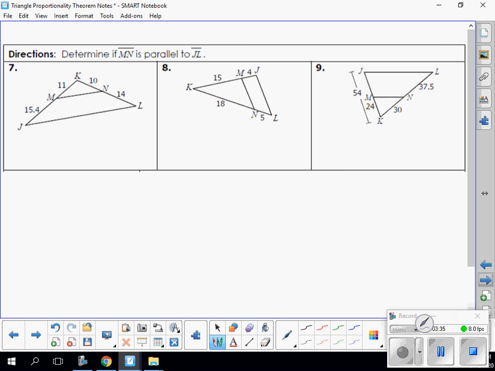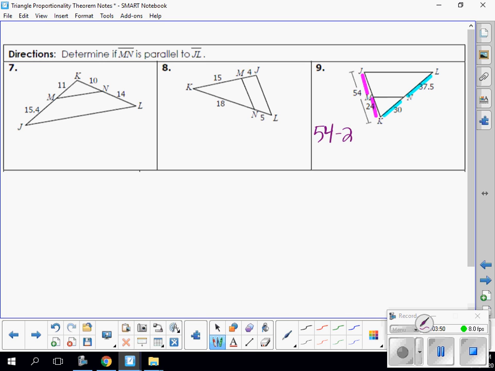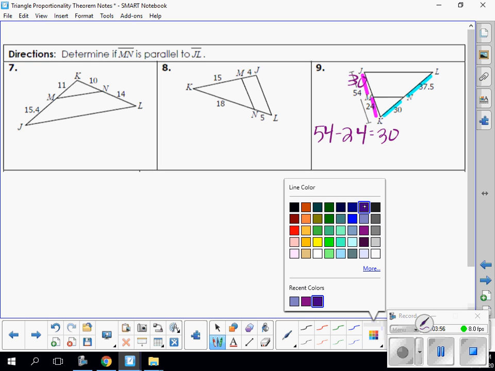So if I'm looking on number 9, I have my 2 that I compare together. I have my 30, my 37.5. I have my 24 and an amount I need to find. We can find that amount. Remember, we can take what we know and subtract, and that's going to get me 30. So I now know this piece is 30. And we can set up our proportions accordingly.